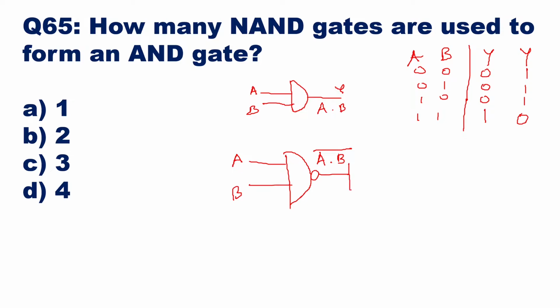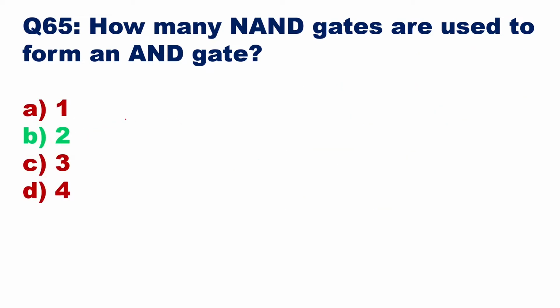Now A into B bar should be inverted again. That means you can take one more NAND gate and short both the inputs, and then take the output, so that the second NAND gate acts as a NOT gate. So this combination will give you the output A into B. This output will be the same as this output. So to make an AND gate using NAND gates, we require two NAND gates. So option B is the right answer here. How many NAND gates are used to form an AND gate? It is two. Then we'll go to the next question.